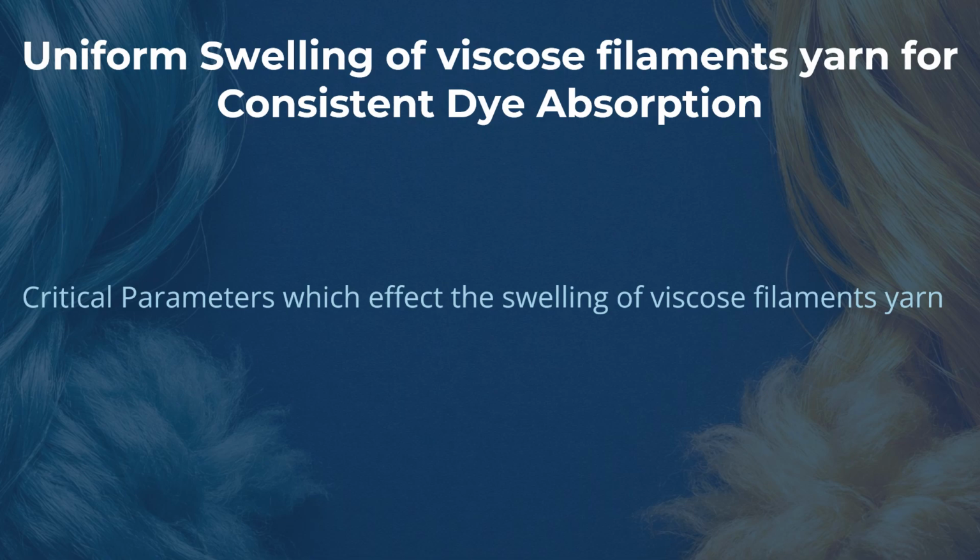In this video, we will discuss how uniform swelling of viscose filament yarn directly influences dye absorption and final yarn quality. Although dyeing is carried out later in the textile process, its success is largely determined during yarn production itself. Small variations in swelling behavior can create significant shade differences, streaks, and uneven dyeing defects. We will review the critical process parameters that affect swelling, understand their impact on dye uptake, and discuss the controls required to produce high-quality viscose yarn with uniform swelling.